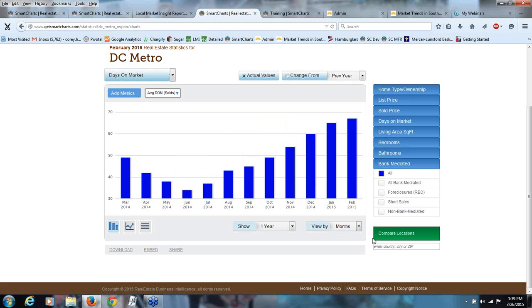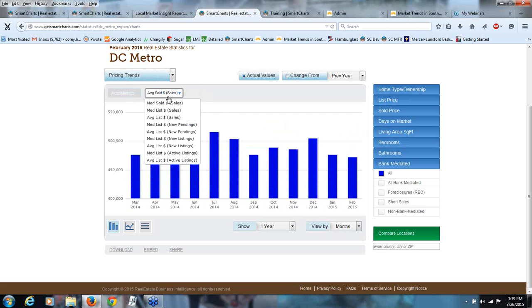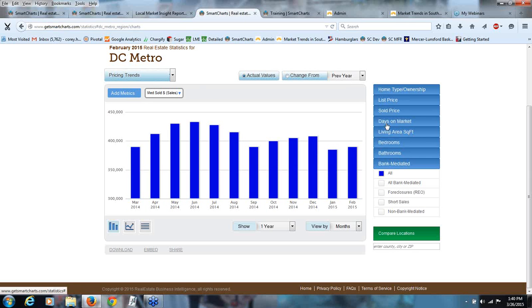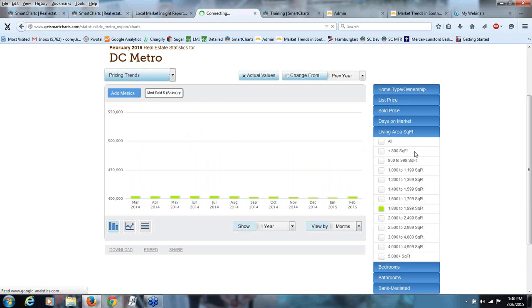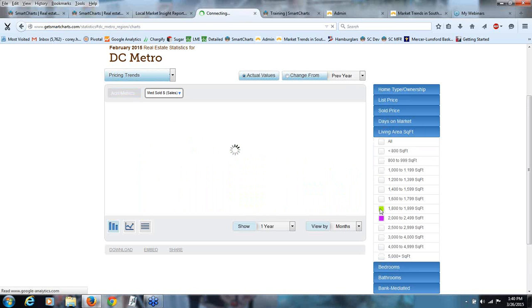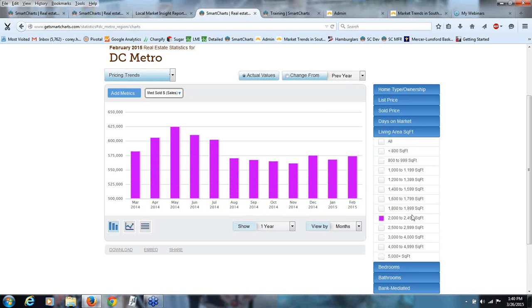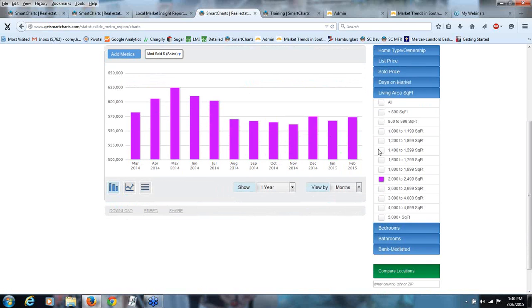As soon as I turn on multiple locations, so let's say we're looking at pricing trends, and I'll switch this to median sale price. So one metric, and let's just say that they want a decent sized house, 2,000 to 2,500 square feet. So for all the DC metro area, the median sale price for this type of home is $575K, basically. I can then compare locations because, again, one facet, one metric.